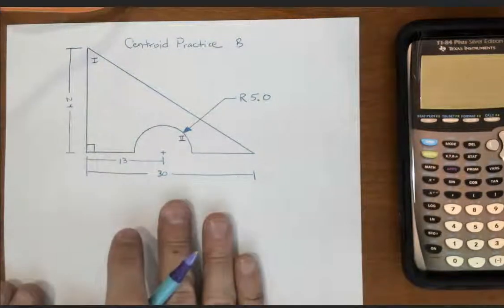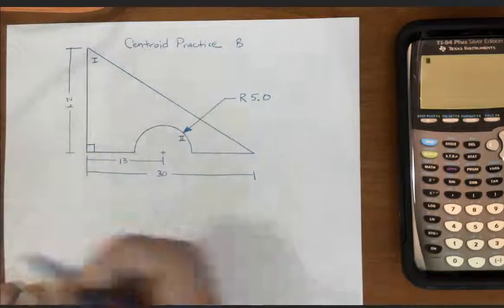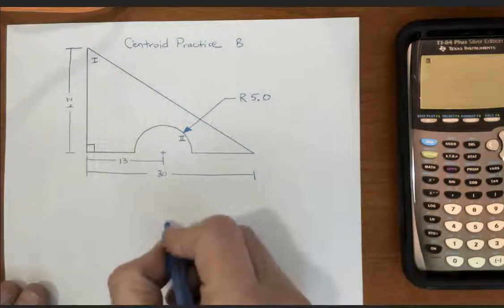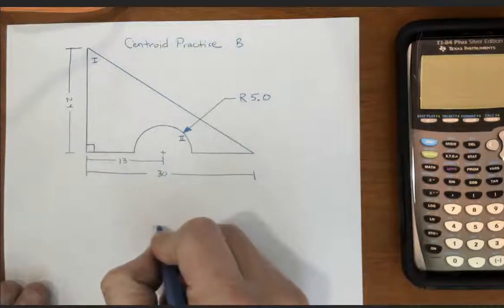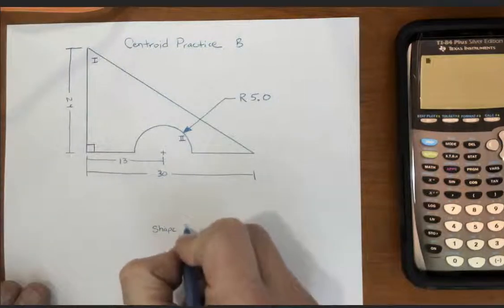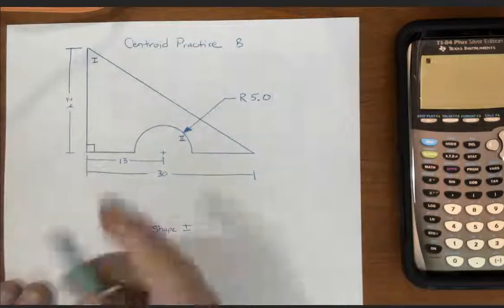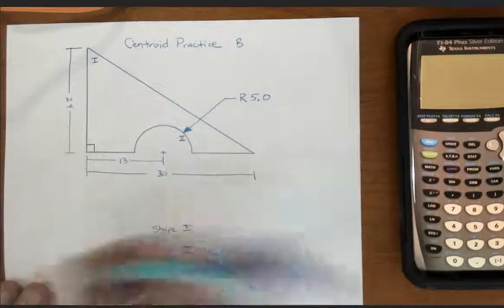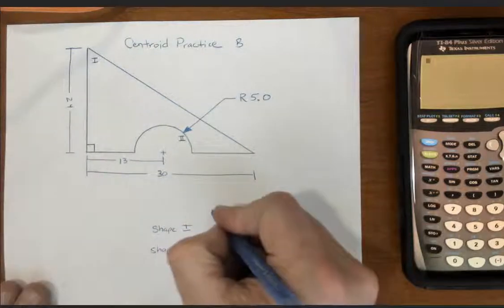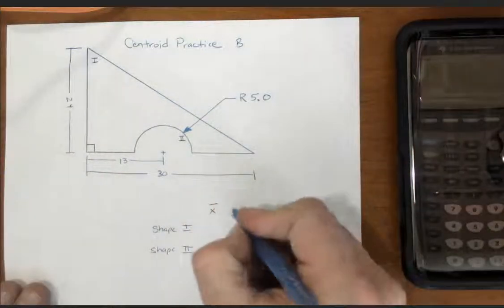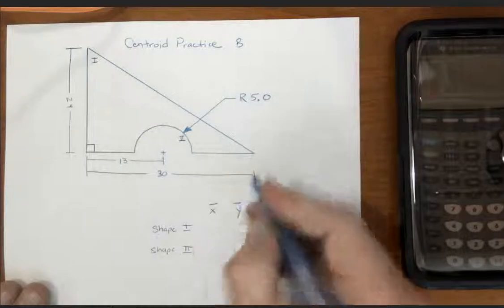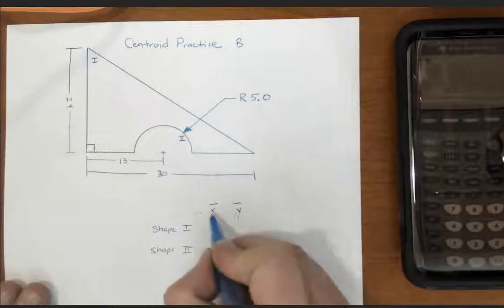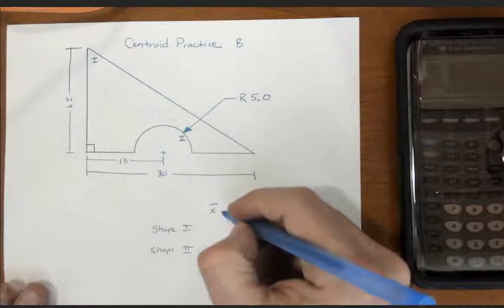So we're going to isolate and just focus on one shape at a time. I'm going to make my little table over here. I've got shape 1, and then I've got shape 2. What we want to find out about each shape is the coordinates of its centroid. So we're doing the x bar and the y bar to represent the x and y coordinates of the centroid.